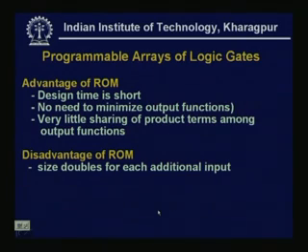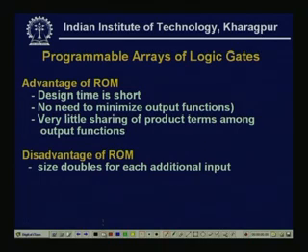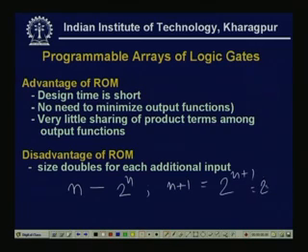Now, size doubles for each additional input. Why? Because for each additional input, as it is for n, it is 2 to the power n. For n variables or n input lines, it is 2 to the power n.